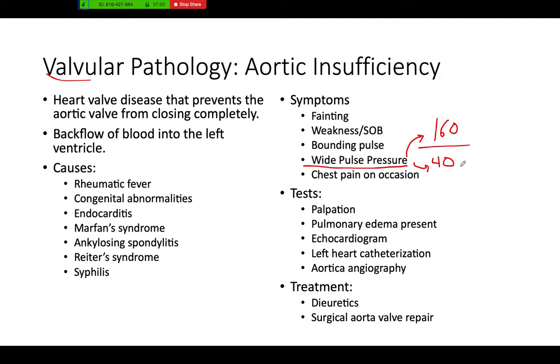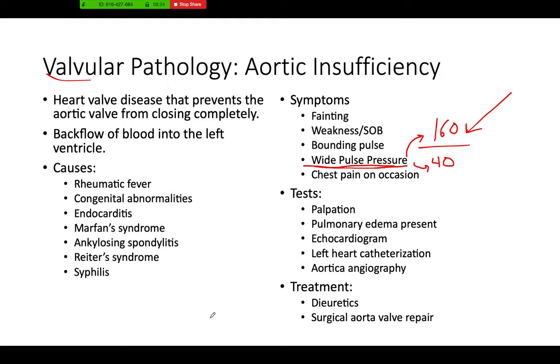So good. Yes, widened pulse pressure. Seeing this is very, very indicative of aortic regurgitation: a higher systolic blood pressure because your heart is having to pump all that extra blood out, and a lower diastolic because rather than the aortic valve closing and maintaining a diastolic blood pressure, the aortic valve is regurgitating. That blood is running back during diastole, giving you a much lower diastolic pressure. Tests here, palpating can be helpful, looking for that pulmonary edema.